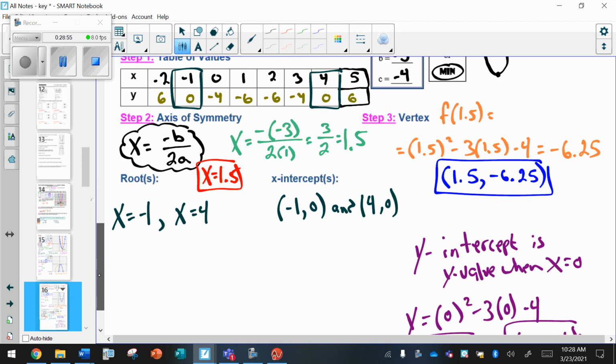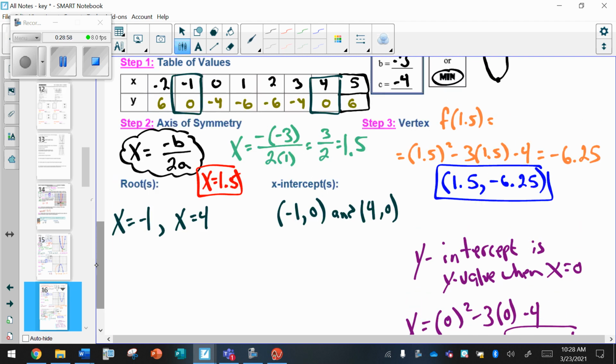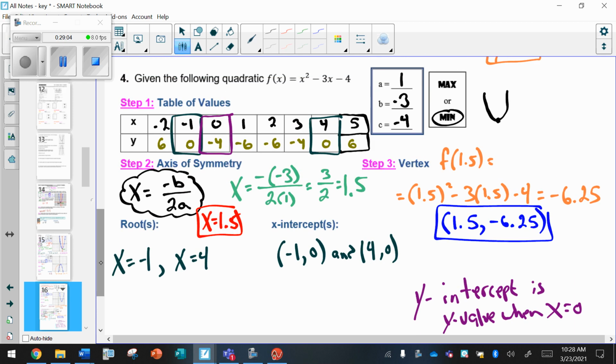Now, could we find that from the table? Of course we could. Find the value of y when x is 0. There's your y-intercept right there on the table. Man, if I had only thought of that sooner, I wouldn't have had to do that fun little algebra step. But luckily it wasn't so bad.